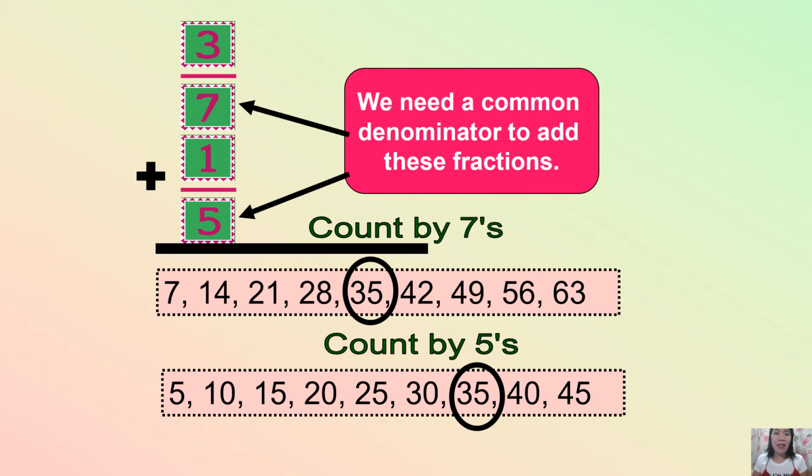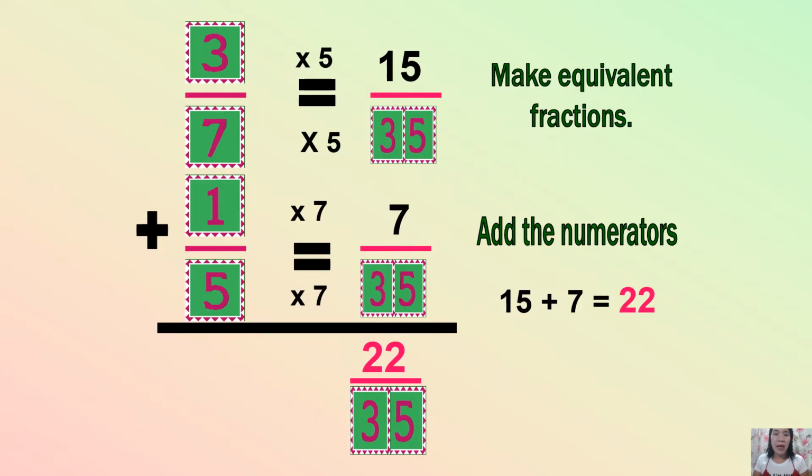Another example is 3 over 7 plus 1/5. Considering that the denominators are 7 and 5, we have to count by 7, and we have 35 as common to both denominators. So we simply copy again the denominator 35, which is common to both. Then multiply.